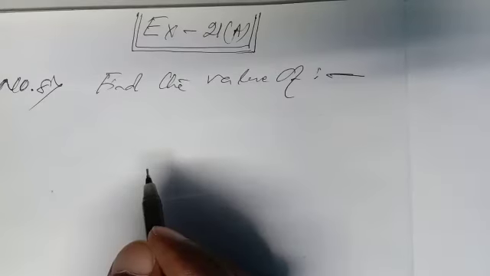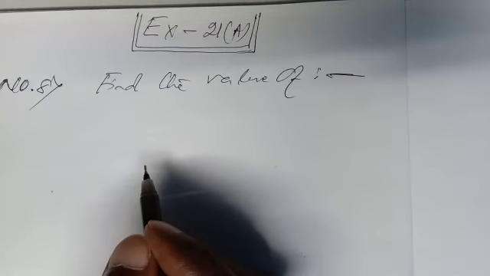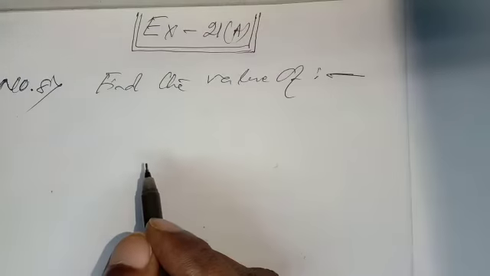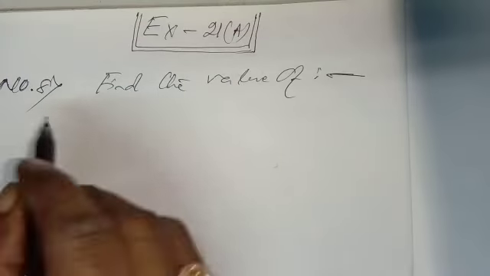Good afternoon to all. Let us start exercise 21A from the book Innovative Math Books for class 9. Basically, the chapter is trigonometric ratios of complementary angles. The sum belongs to question number 8.